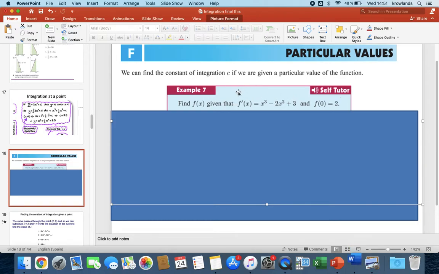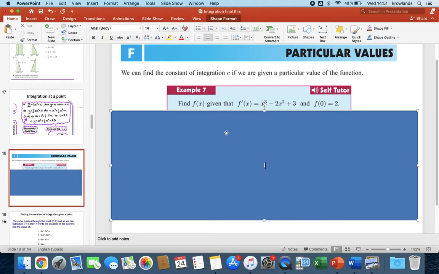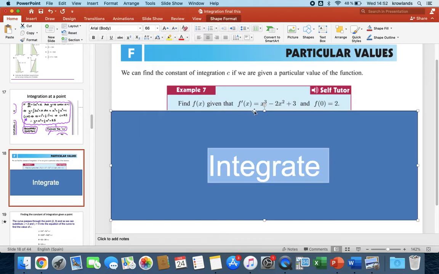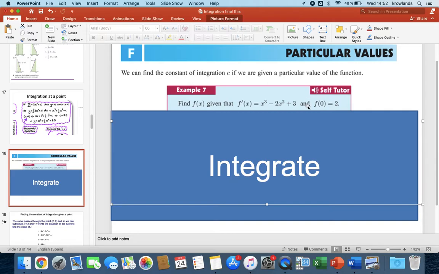If it gives you f dash of x and it wants you to find f of x, this means you need to integrate. So you might want to pause the video now and write down that if we go from f dash of x to f of x, we need to integrate. Likewise, if we were going the other way around, from f of x to f dash of x, we would differentiate, because the f dash of x is representing the differentiation process. Now, the last step here just means substitution.